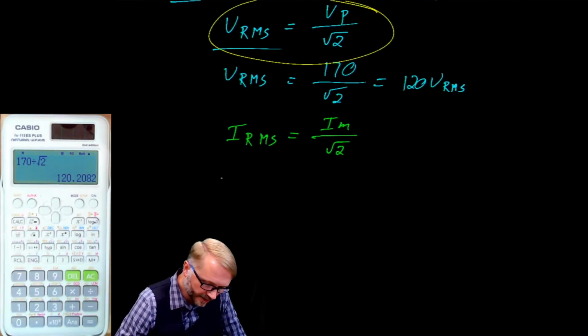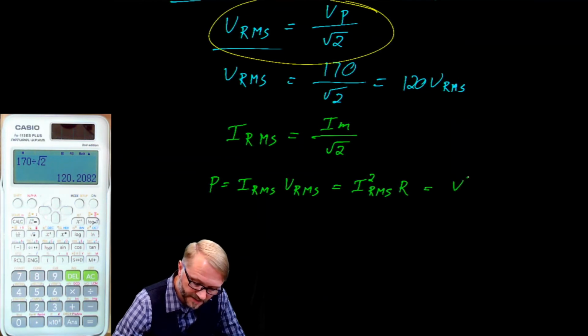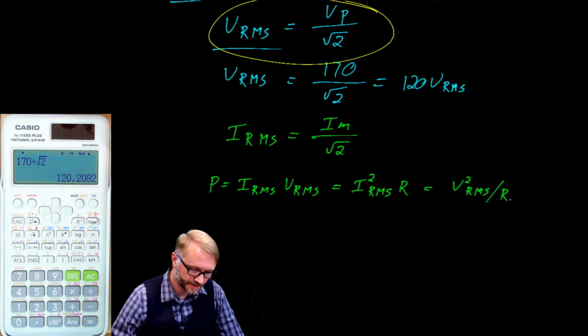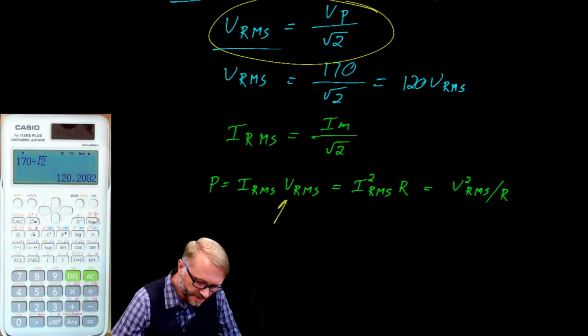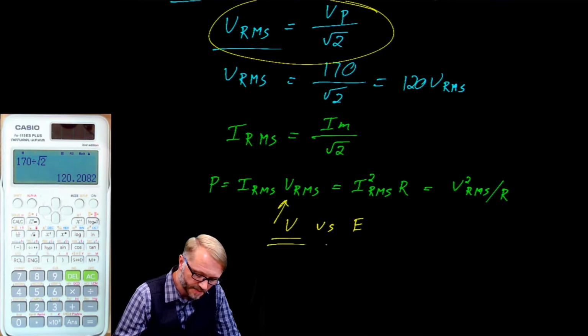If you're curious, the power equations also hold true. So power is equal to an RMS current by an RMS voltage. It's also an RMS current squared by a resistance, and an RMS voltage squared divided by a resistance. You'll notice I'm intentionally using V for voltage instead of E. So hold on tight and we'll explain what this means in a moment.